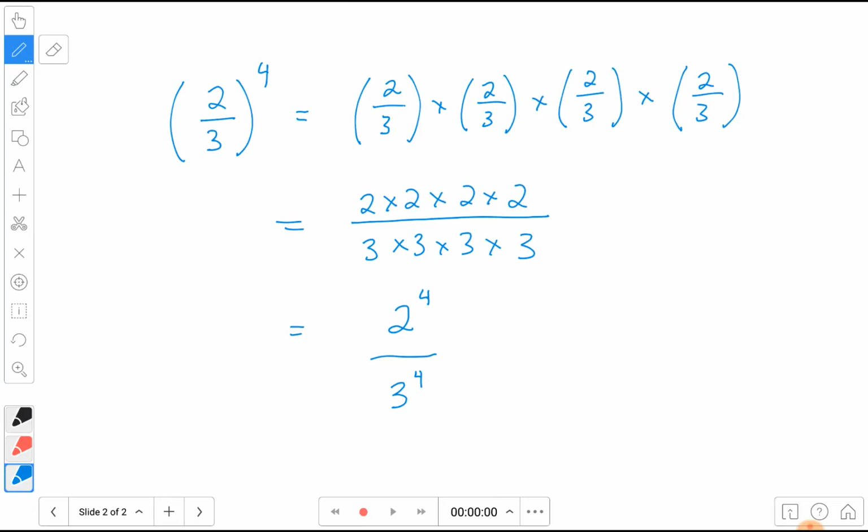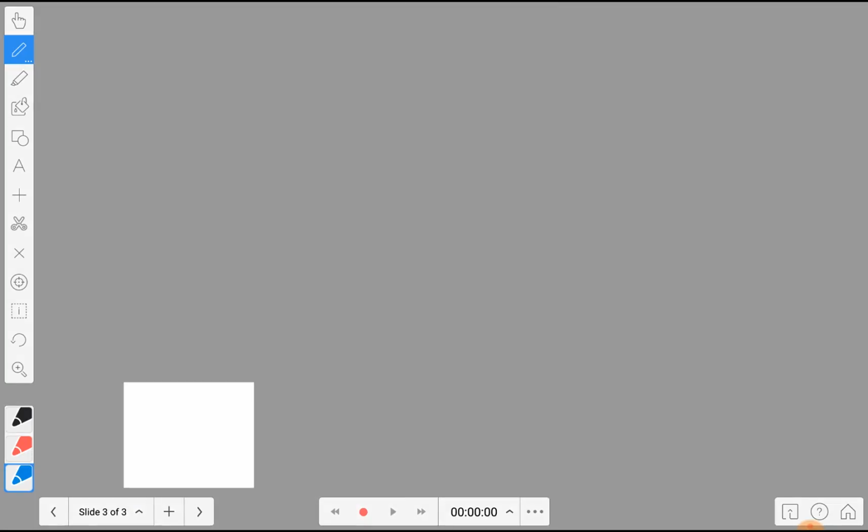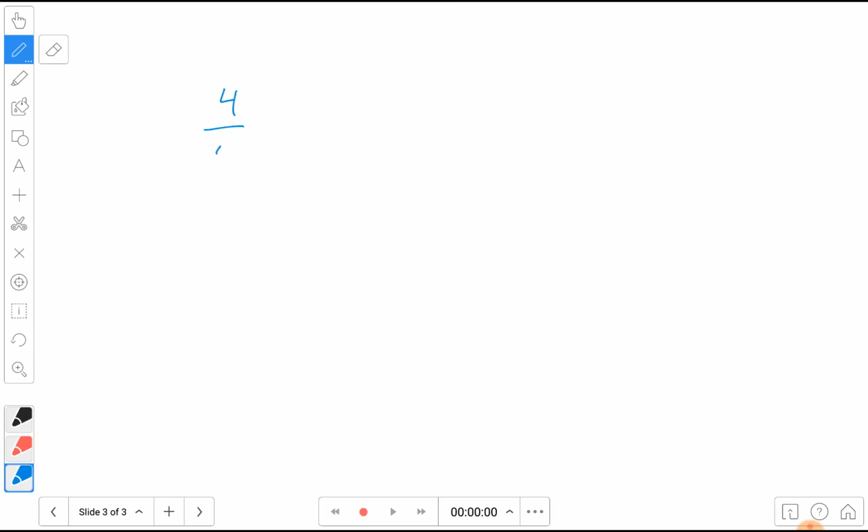So let's try an example here. Let's try a different question. Let's say we have 4/5, and we're going to raise that to the power of 3. Well, both of these values get raised to the power of 3. Everything in this bracket gets raised to the power of 3. So we can rewrite that, and the numerator is 4 to the power of 3, and the denominator is 5 to the power of 3.